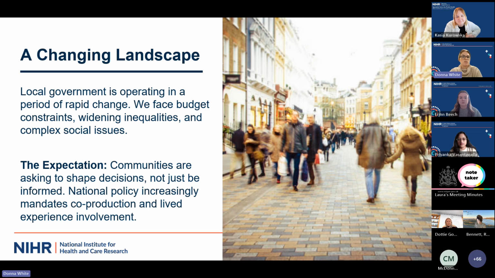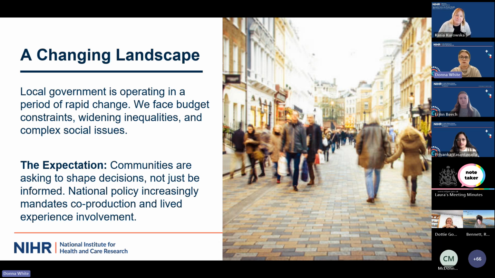So just to set a little bit of context, as you're probably all aware, local government in the UK is operating in a period of rapid change and challenges, and councils are grappling with budget constraints, rising demands for services, widening inequalities within the communities, and that leads to increasingly complex social issues, from health and care integration to issues around decarbonisation and housing and safeguarding. And there are obviously expectations at the same time around transparency, accountability, and the need for participation from communities has never been higher.